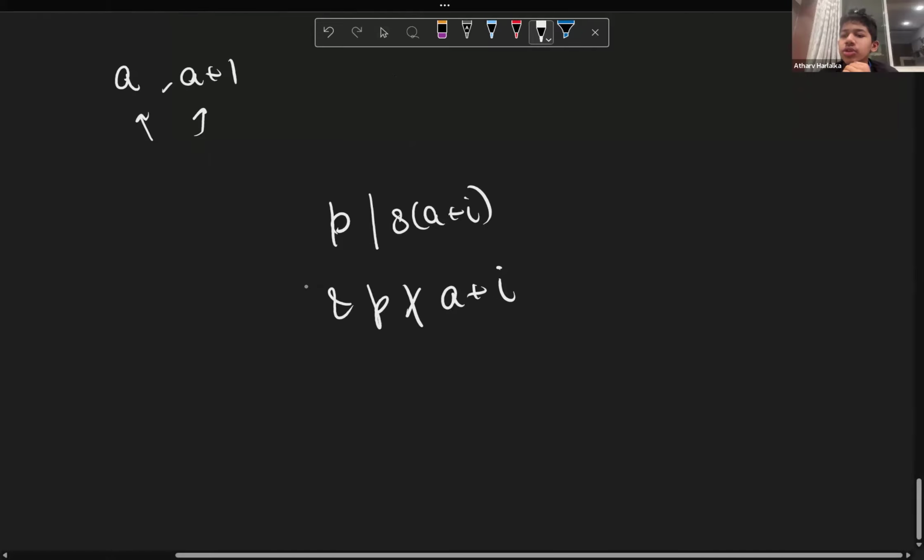Now I feel like we could do something with the Chinese remainder theorem. Like we choose the A in a nice way so that modular conditions hold. Yeah, perfect. So this is exactly what we'll be doing.